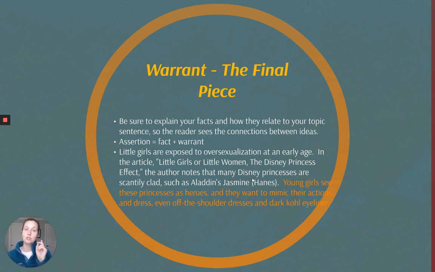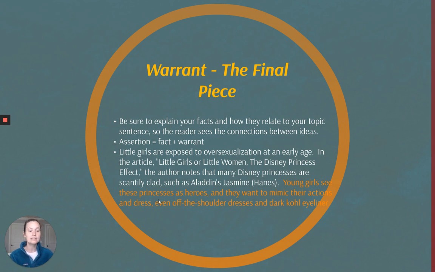And to be honest, the warrant is what makes an A/B paper. Without them, you're at a C minimum. Okay? If you don't explain how your facts prove your point, you have not made your argument. All right? So you've got to have this piece.